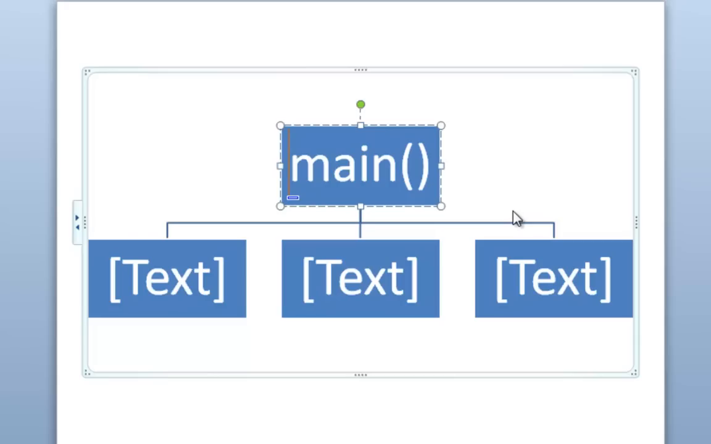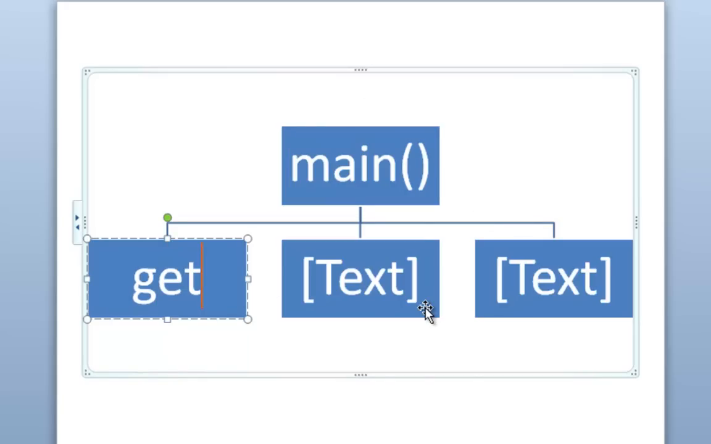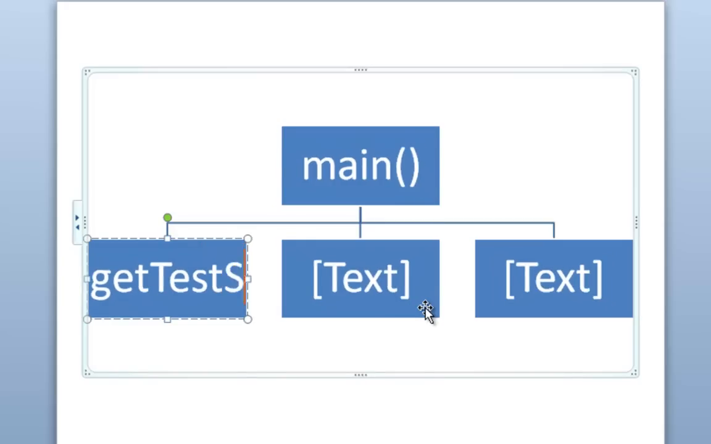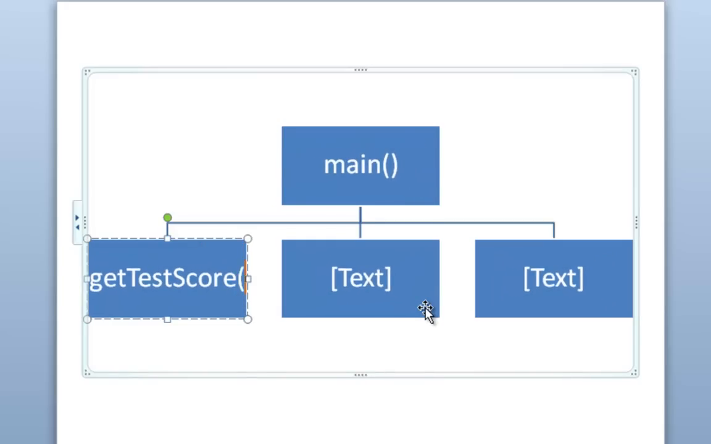If you look at the problem description, we need to get a test score. Remember that we want to use meaningful names, so I'm going to call this get. Try to use a verb at the beginning of your name for your modules. So get, test, score. And then if we think about this, we're going to need to have the user input a test score, and we're going to need to get that test score back to main. So we need to think about, are we doing this by value or are we doing it by reference?